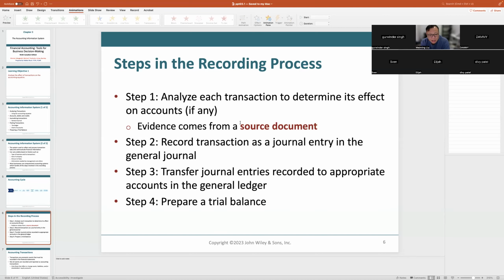Step 3, you transfer the journal entries recorded to the appropriate accounts in the general ledger. Basically, I'm going to increase my computer balance by 100 and decrease my cash balance by 100. On the general ledger, I have an equipment account and I also have a cash account, so I will post these balances into the corresponding accounts. And the last step is to prepare a trial balance, okay?